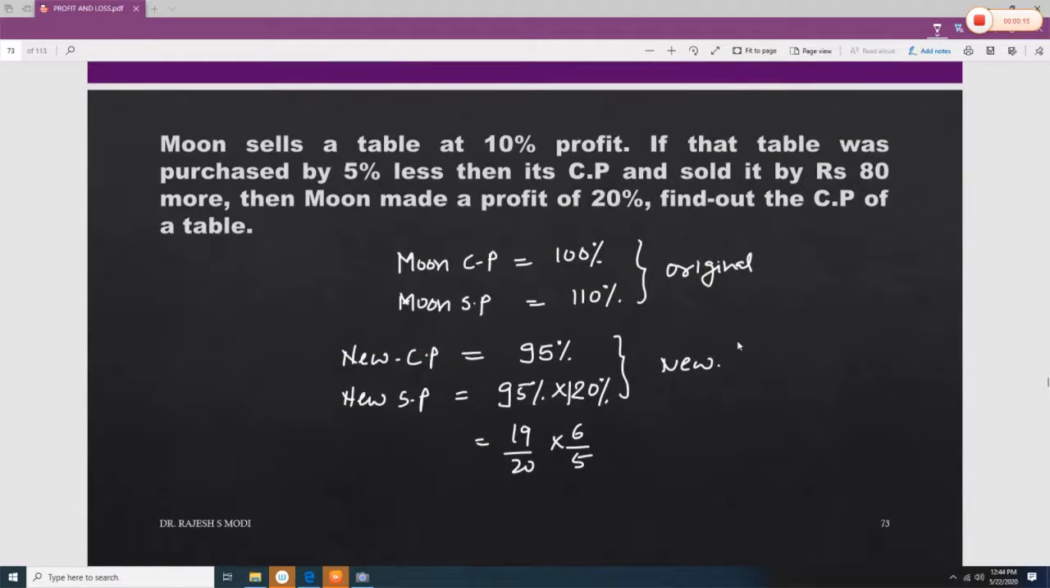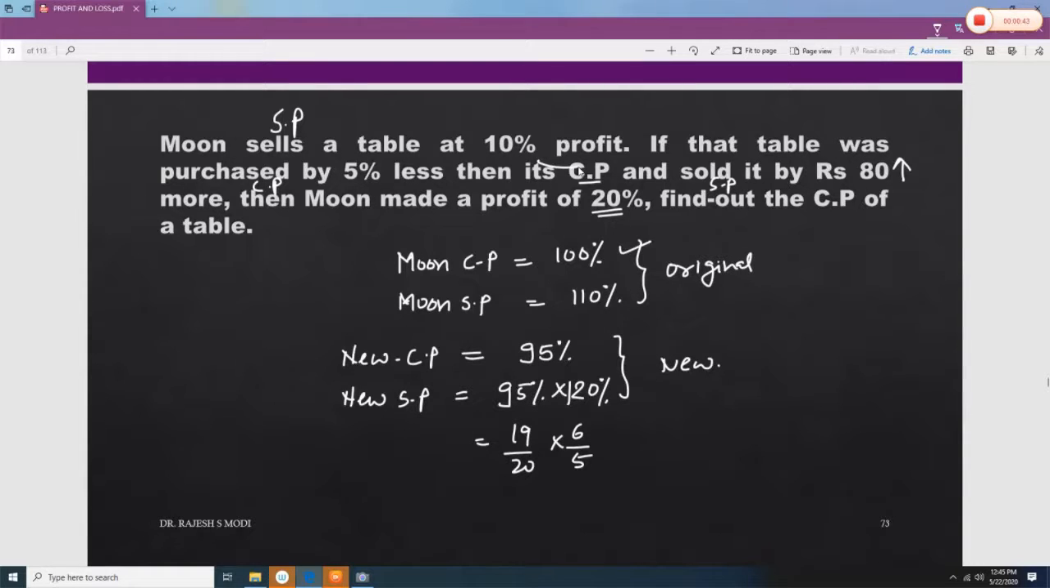Moon sells a table at 10% profit. Sales means SP. If that table was purchased, CP, by 5% less than its CP and sold, SP, for rupees 80 more, then Moon made a profit of 20%. Then find out the CP of the table. So what is the CP?